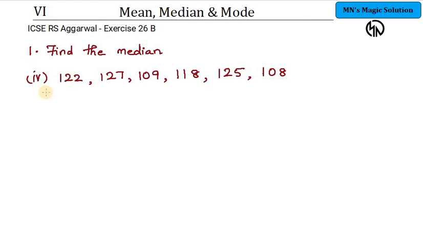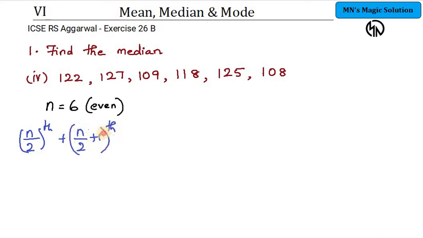Question number 1, subdivision 4. How many data are there? 1, 2, 3, 4, 5, 6. So here there is a difference. n is equal to 6. It's an even number of data that we have here. So when it is an even number, then the n by 2 the data and the n by 2 plus 1 the next data, you have to add and divide by 2.